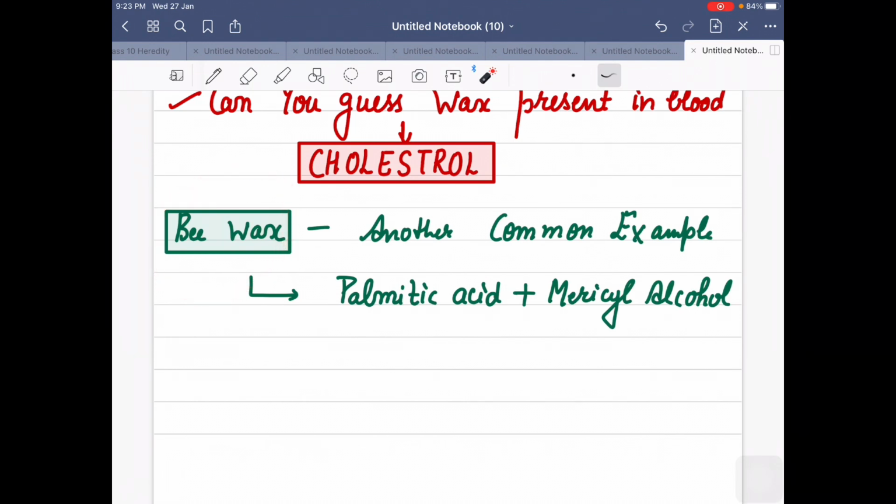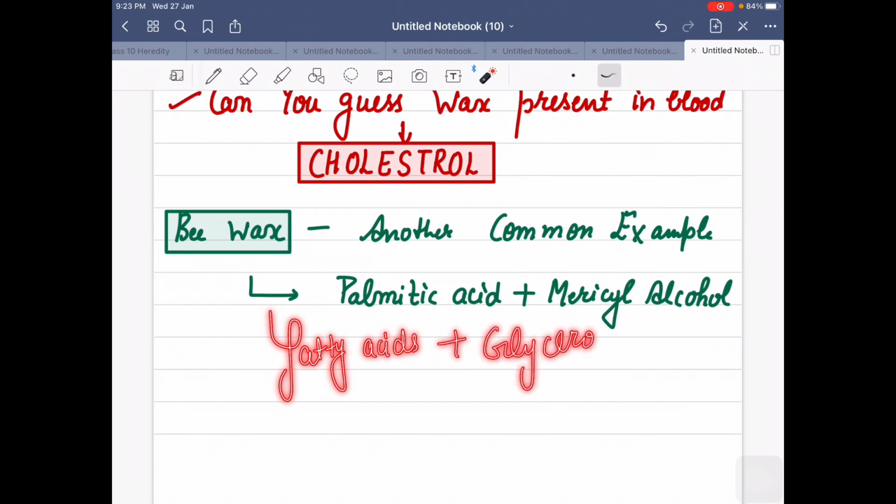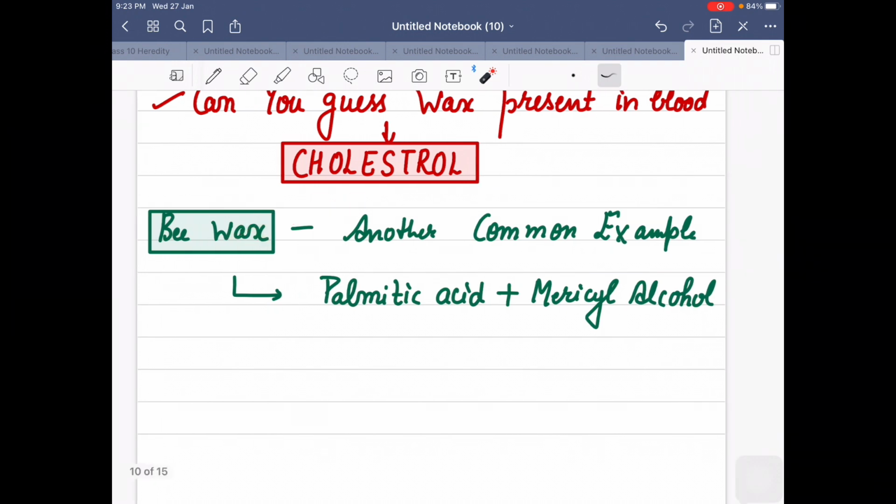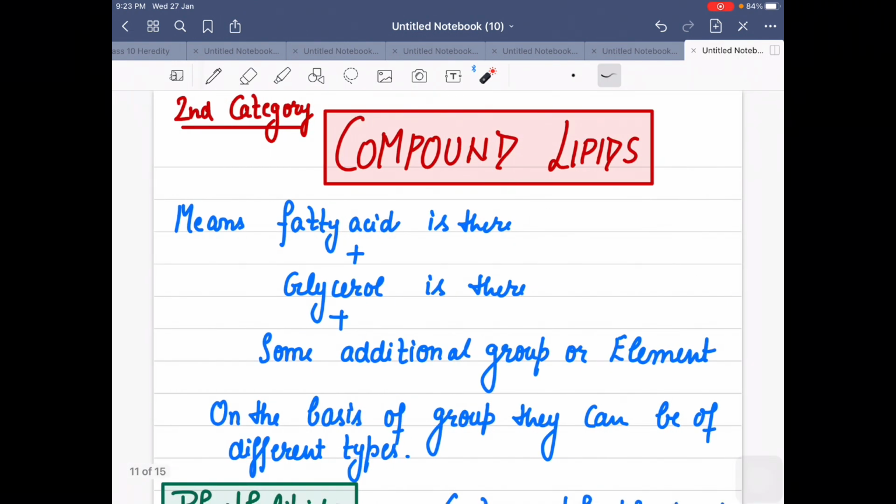Actually beeswax is a simple lipid. It means it is made up of two things, fatty acids and glycerol. So it is made up of palmitic acid and alcohol. So it is another common example of simple lipids. Now coming to compound lipids. Fatty acid will definitely be there, glycerol will be there, but an additional group or element is there.